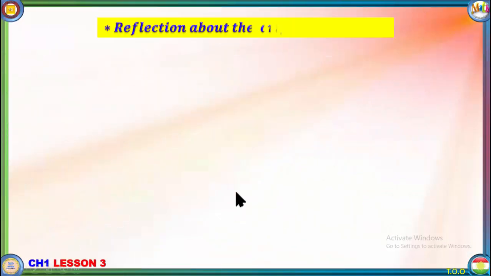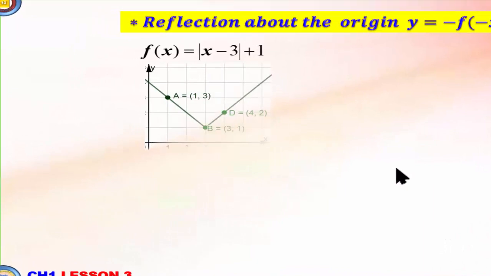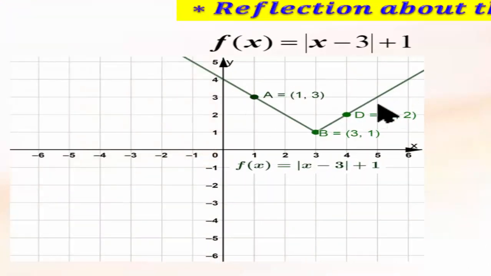Reflection about the origin. The original function y equals f(x) becomes y equals minus f of minus x. As you can note, the sign of x changed and the sign of y changed too. And this function, by reflection about the origin, becomes here.